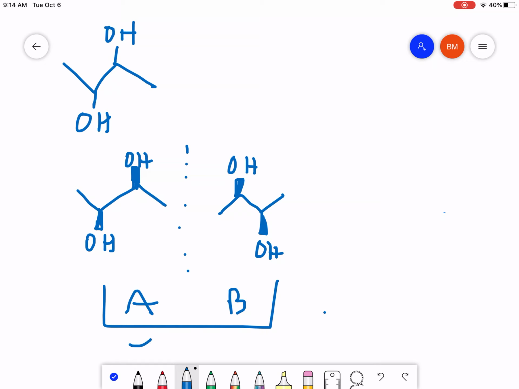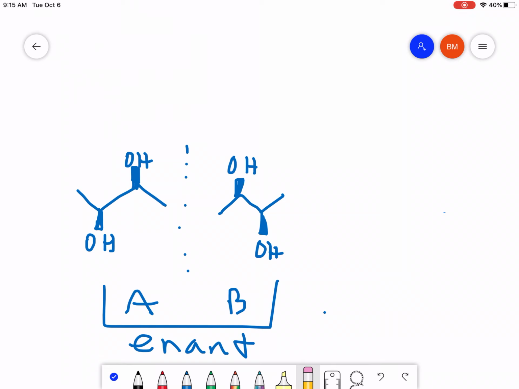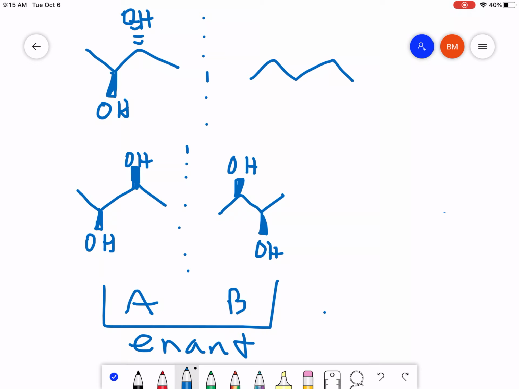All right, these guys are enantiomers. Okay? Now, let's take one of those. We're going to switch one of the groups here. We'll do this one. And draw its mirror image.